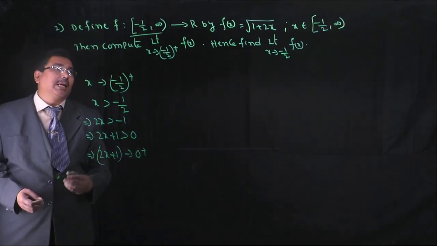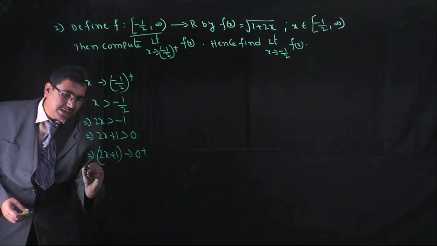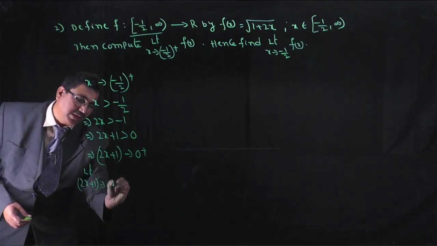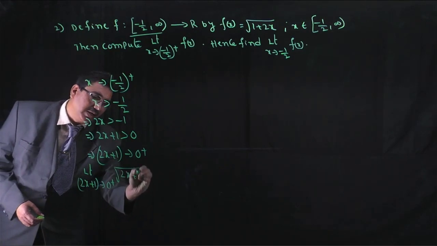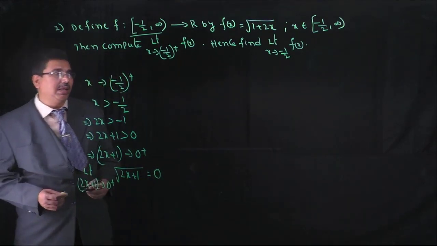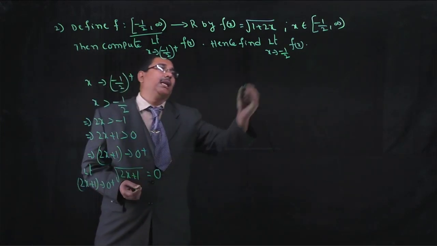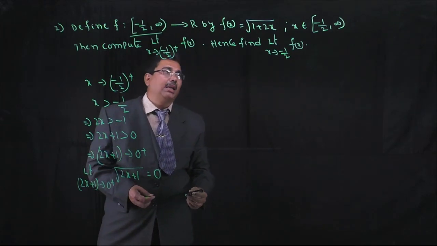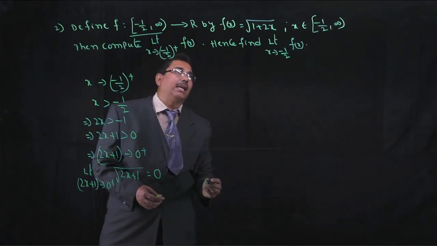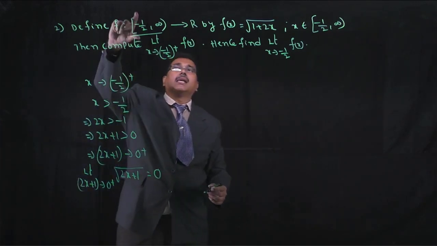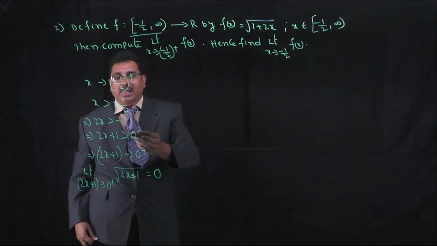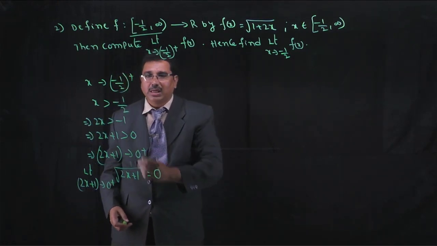Now, the given limit can be changed to limit 2x plus 1 tending to 0 plus of square root of 2x plus 1. By applying the limit value, the right hand limit at x equal to minus 1 by 2 is equal to 0. Actually, we have to find the left hand limit and right hand limit at x is equal to minus 1 by 2. But here, considering the domain, only the right hand limit exists at x equal to minus 1 by 2. The right hand limit is equal to 0.